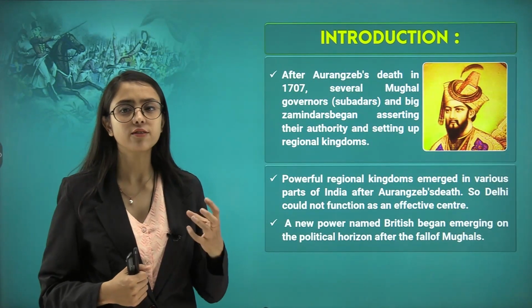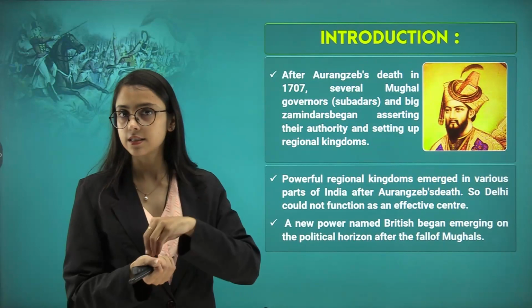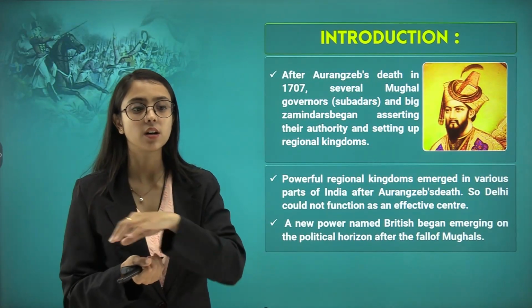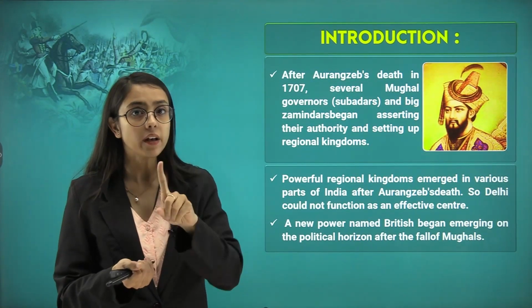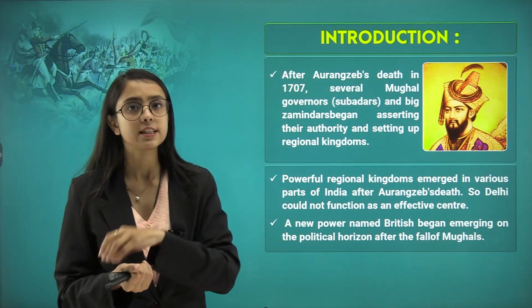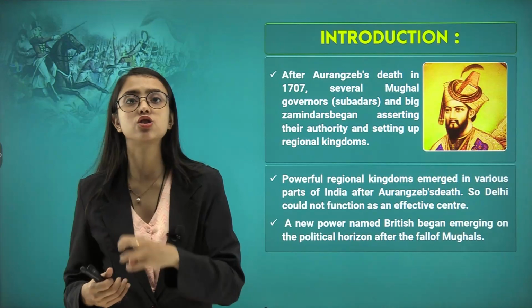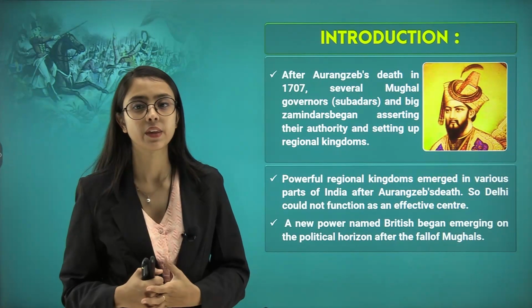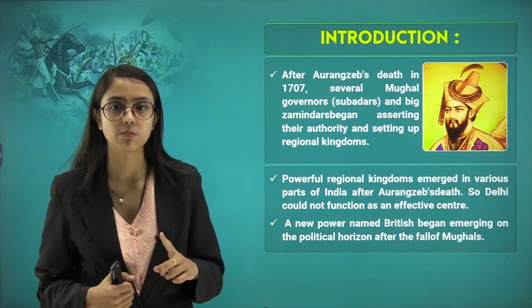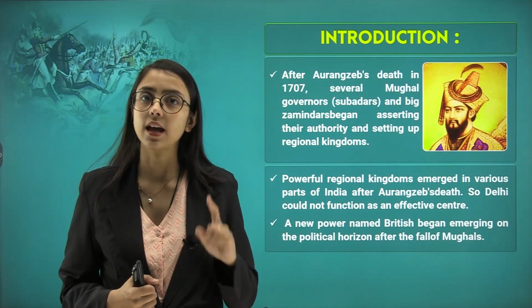Delhi could not function as an effective center since there was no head or center point to govern and administer. No one powerful focal point. These small rulers divided their kingdoms and these powerful regional kingdoms came into emergence. A new power, the British, began emerging at that time.